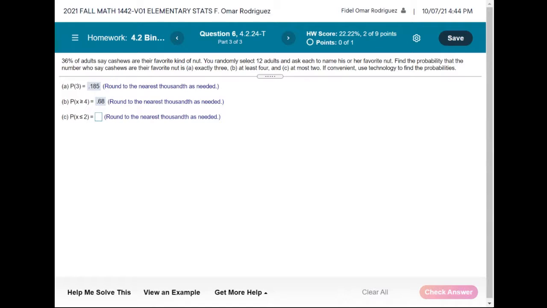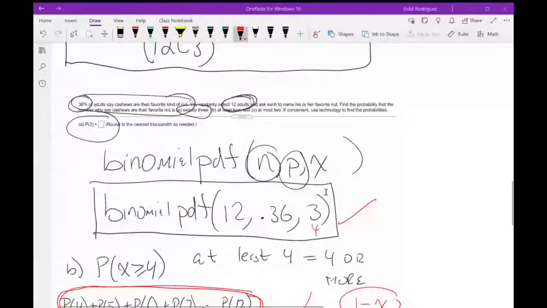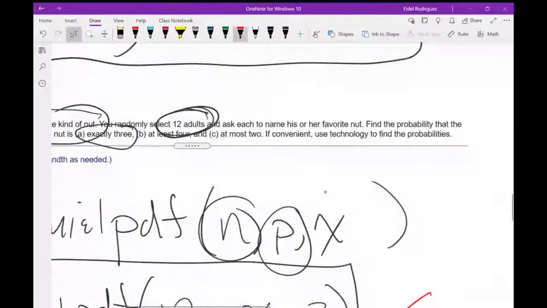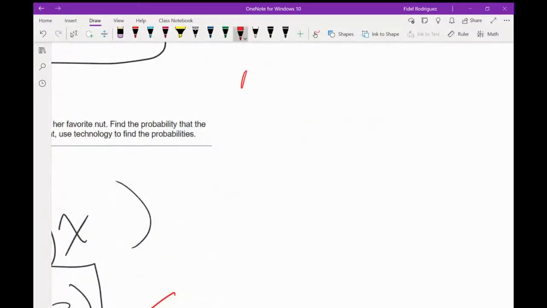And I want you to notice something, y'all. Look at how they're writing part C. See right there, it says probability of X is less than or equal to 2. I want you to understand that because when I come back to my notes and answer part C, where it says at most 2, I want to think about what does at most 2 mean? It means 2 or less, right? At most 2 means I don't want more than 2, so 2 or less.